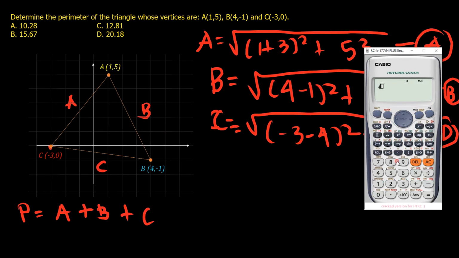You have square root of 4 squared plus 5 squared. Shift store A. Then square root of 3 squared plus negative 1 minus 5, so 6 squared. Shift store B. Square root of 7 squared plus 1 squared, 1. Shift store C. So, ang perimeter is simply A plus B plus C.